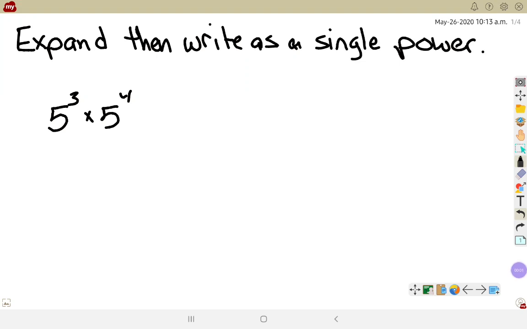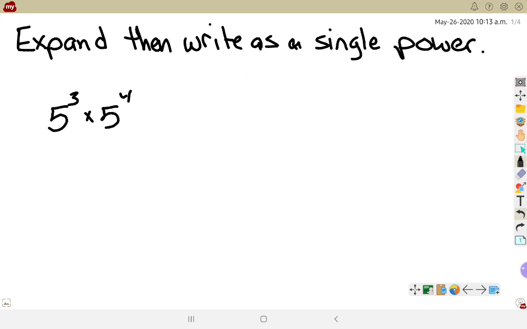Today we're going to look at generating our first two exponent laws, okay? And this is going to show you where it comes from. Now you won't need to do this every time. Once you've got that law down, you can just continue to use it to make your life simpler, okay? So what we're going to do is expand this expression and then write it as a single power afterwards.